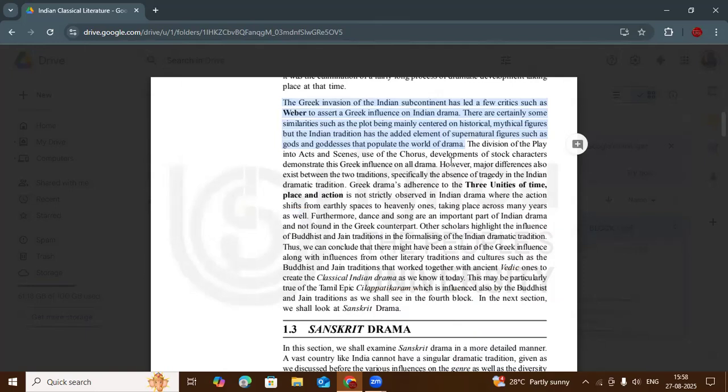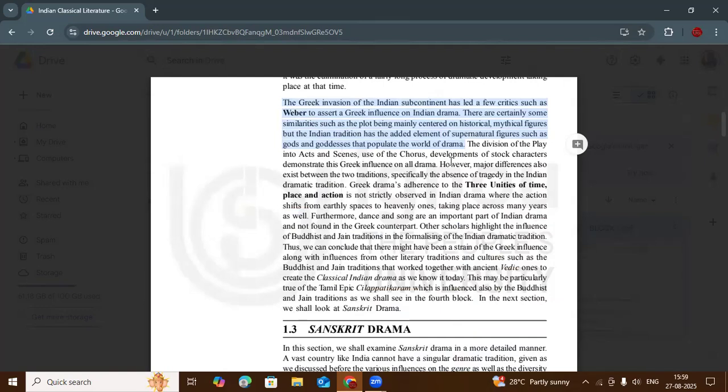So again, India has also been invaded by the Greek, and some critics like Weber used to say Indian drama has also got lots of influence from Greek drama. There are certainly some similarities. We cannot just say that it didn't happen. There are certainly some similarities, such as the plot being mainly centered on historical or mythical figures. Historical means a person might have lived or might not have lived, and mythical figures, all kinds of mythical stories.